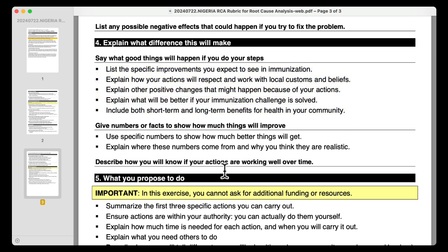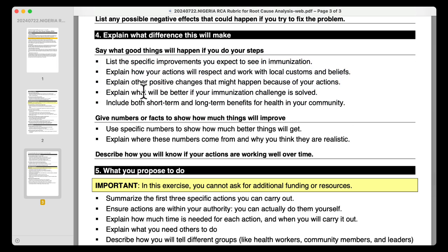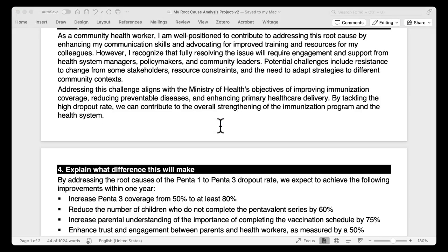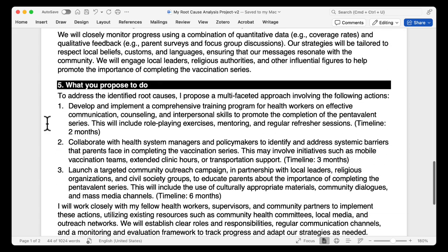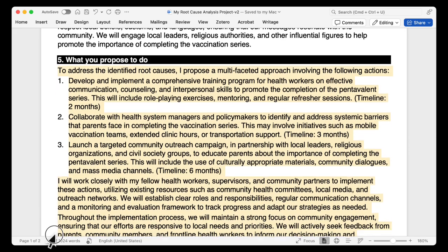So what you propose to do is actually after that. So this is a bit out of order. Explain how your actions will respect and work with local customs and beliefs. But you don't want to work on these sequentially, 1, 2, 3, 4, 5. You probably want to work on the actions first. So I'm actually going to go and look at what I could do for the action.